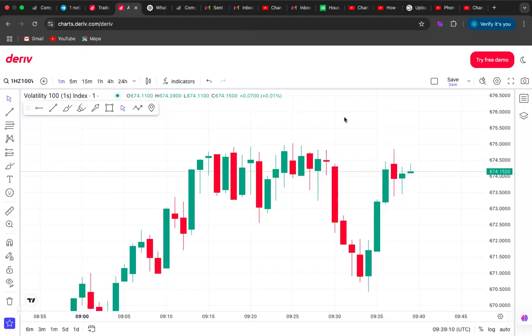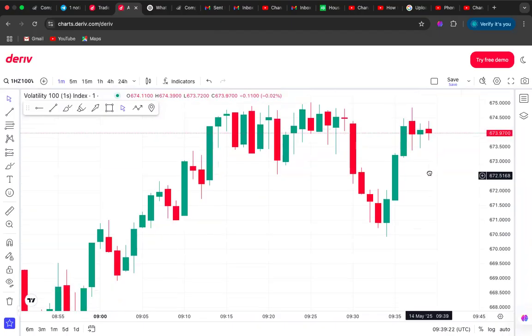Does the red candle also mean that there are a lot of sellers in the market, and the green candle mean that there are a lot of buyers in the market? Yeah, red candles mean sellers in the market, and green candles mean buyers. But I don't want to start using those terms yet.